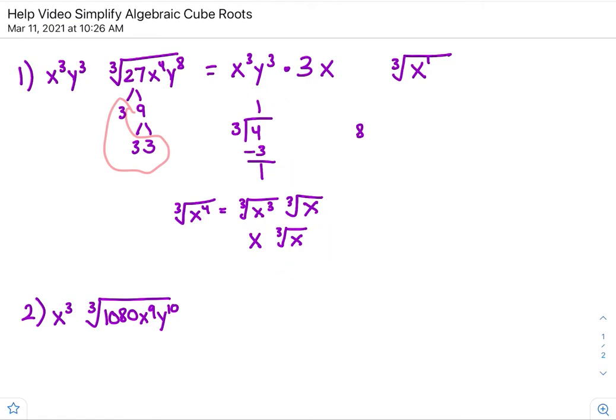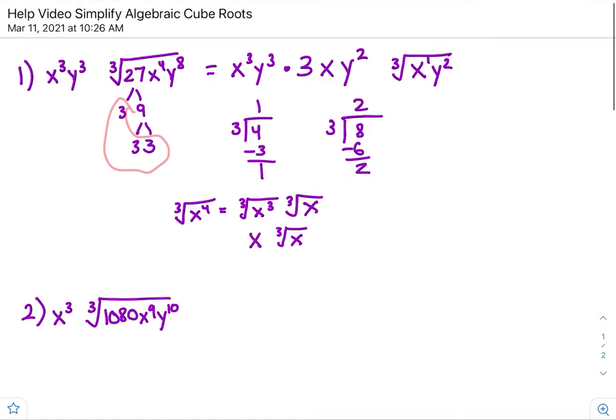Then take your y variable, take the exponent, divide by 3. 3 goes into 8 twice. Remainder of 2. So we're going to have y to the 2nd coming from the remainder. And we're going to get y to the 2nd on the outside.